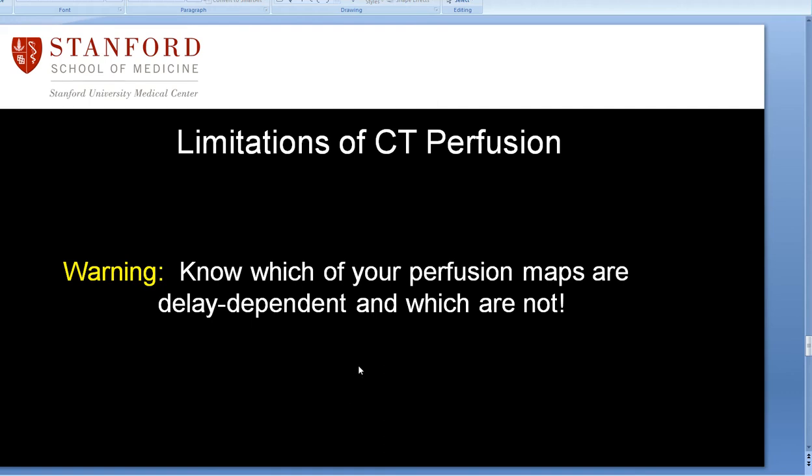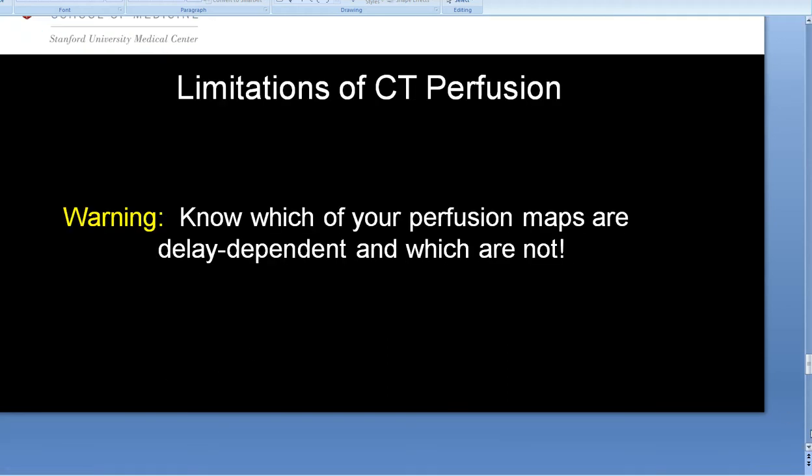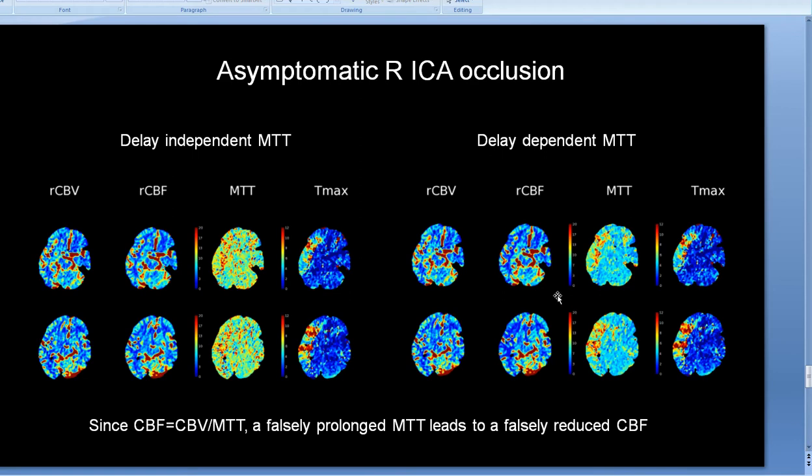One of the confusion points is about the delay dependent and delay independent evaluation. Here, in this case, they showed a delay independent one. Basically, this is the same patient, okay? The window is different.